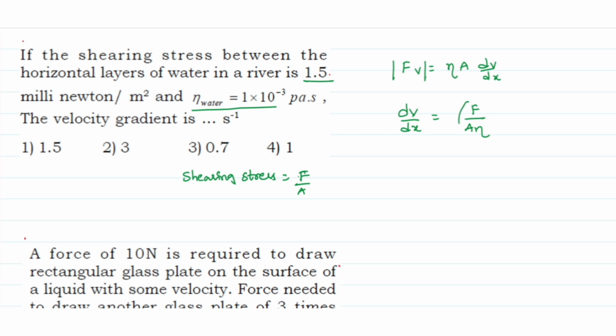So instead of F by A, you have to put this value, 1.5 into 10 power minus 3 newton per meter square, divided by eta, which is given as 1 into 10 power minus 3 Pascal second. 10 power minus 3 and 10 power minus 3 get cancelled. So you will get 1.5. The velocity gradient dV by dx will be 1.5 per second. This will be the correct answer.